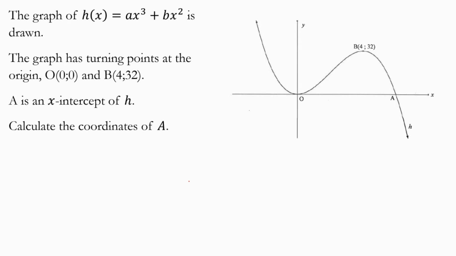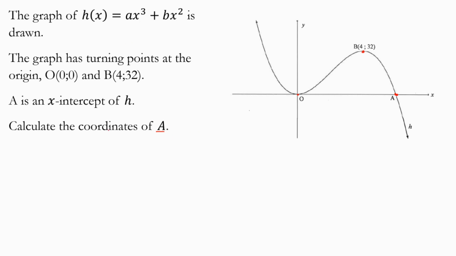Let's do question 10.2. The graph of h of x is equal to ax cubed plus bx squared is drawn. The graph has turning points at the origin and B, and then A is an x-intercept. Okay, very important because we are finding the coordinates of A here. So A is the x-intercept of h, calculate the coordinates of A.